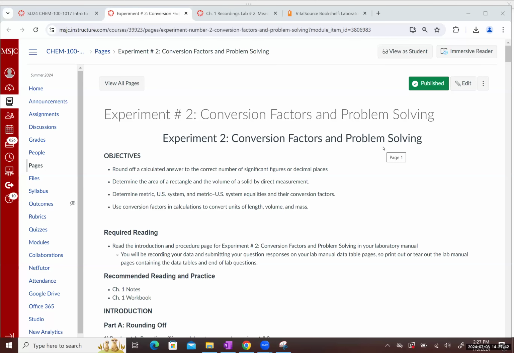Okay, so let's get started with today's discussion. Today we'll be doing a full run through of Chem 100 Experiment 2, Conversion Factors and Problem Solving.